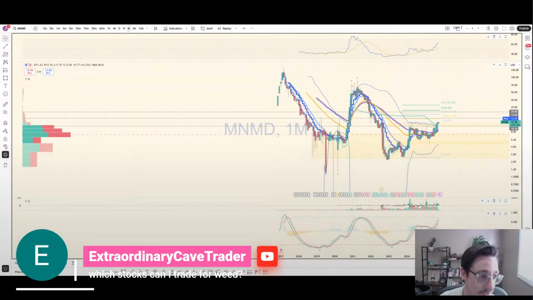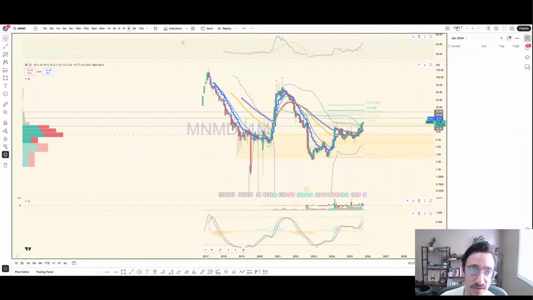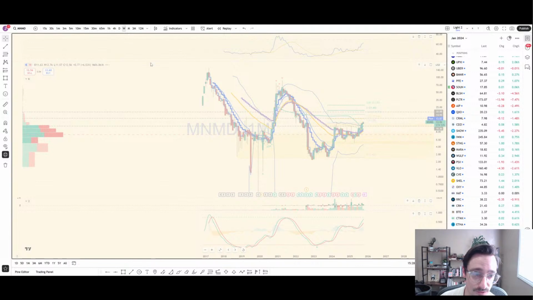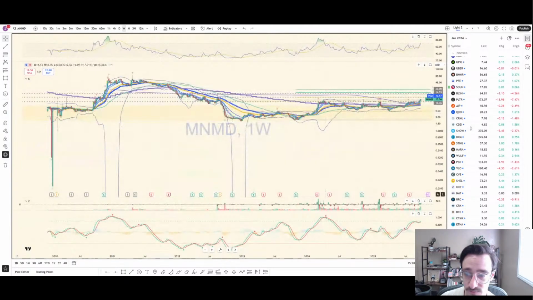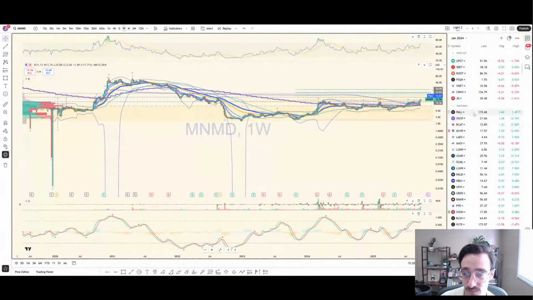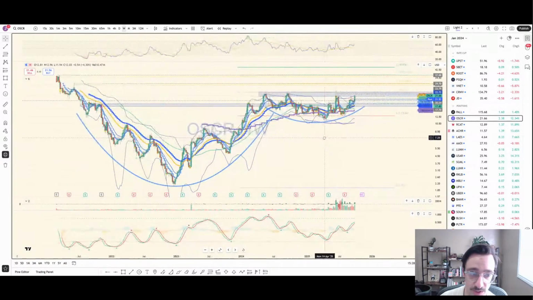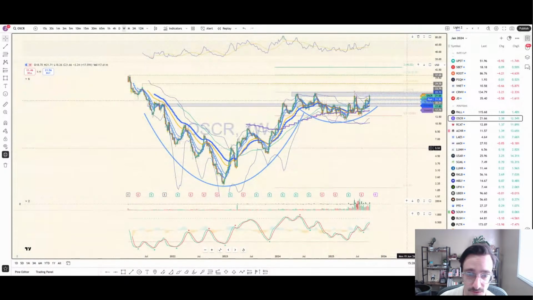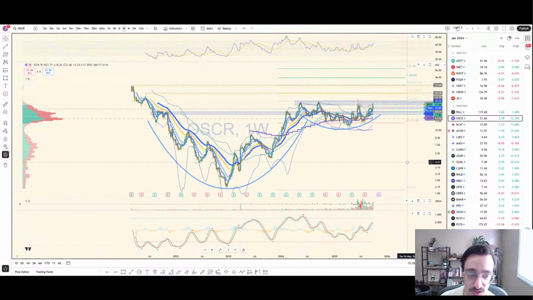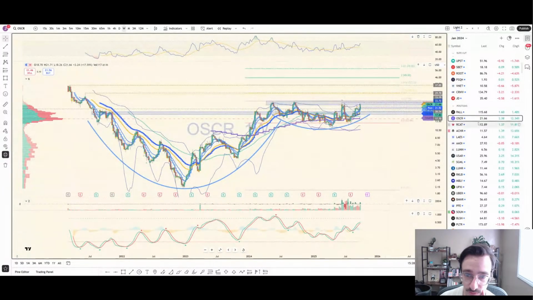Good stuff. All right, let me show you a few names I'm looking at, and then I'm going to head out of here. First off, Oscar, we talked about it. Just reiterating, this is my top setup right now. Love this one. It's my biggest position. Love this thing. I think it's going to 30. We'll trim at 24.